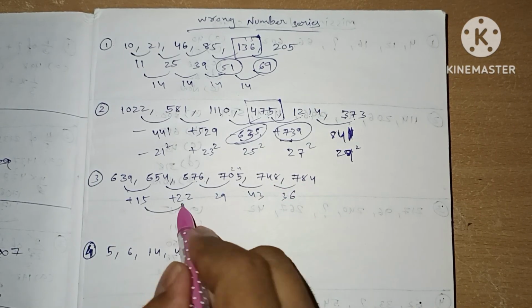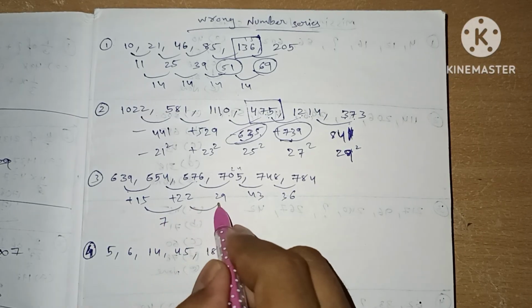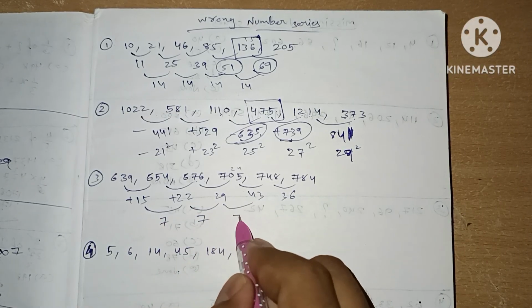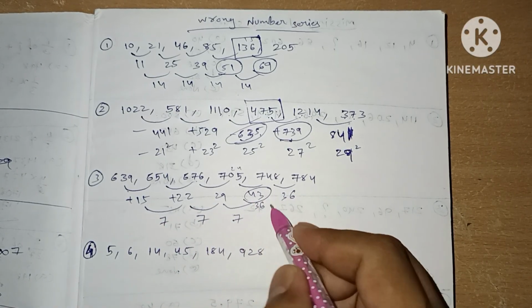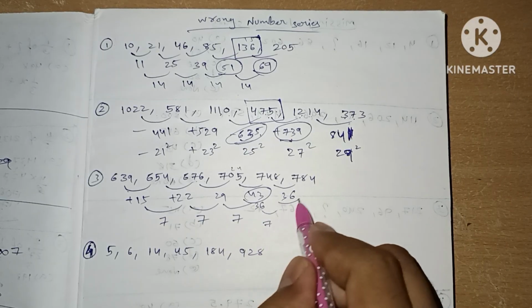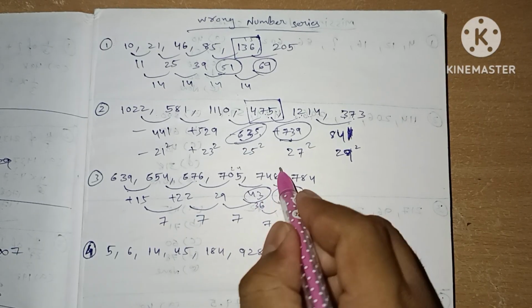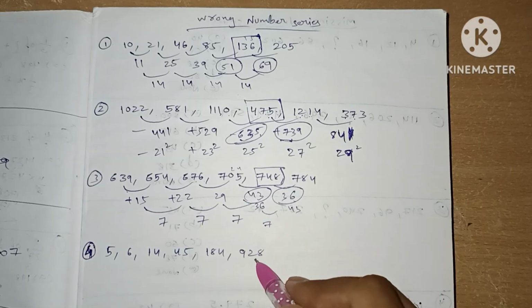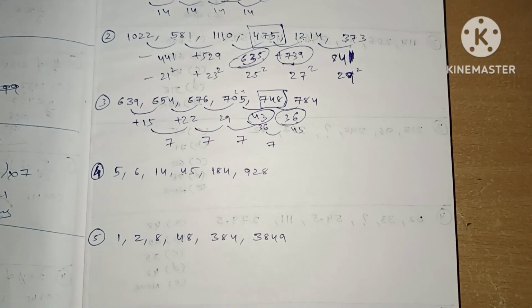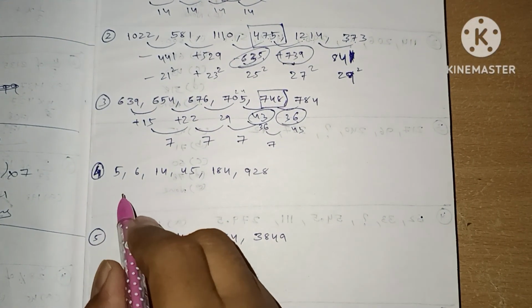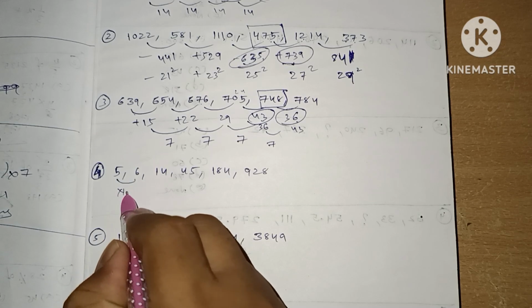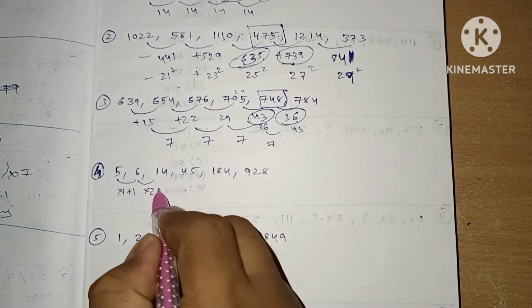So let's see double difference. Here the double difference is 7. Here is also the 7. So it must be 7. So it must be 36. And plus 7 will be 43. So these two are wrong numbers, means this is our wrong number. Next one. Fourth question. Here it is clear that it is into 1 times plus 1. It is into 2 times plus 2.